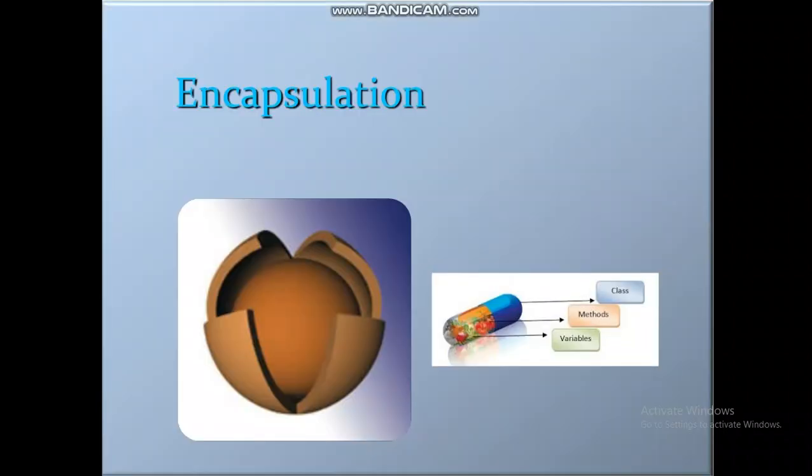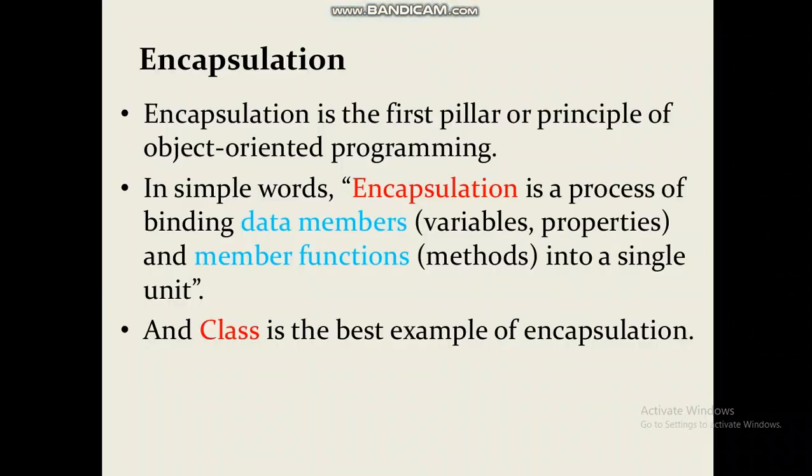Encapsulation. The picture itself clearly explains the concept of encapsulation. Variables and methods are encapsulated into a capsule-like class. Encapsulation is the first pillar of the OOPS concept. It's a process of binding data members, that is variables or properties, and member functions, that is methods, into a single unit, and class is the best example of encapsulation.